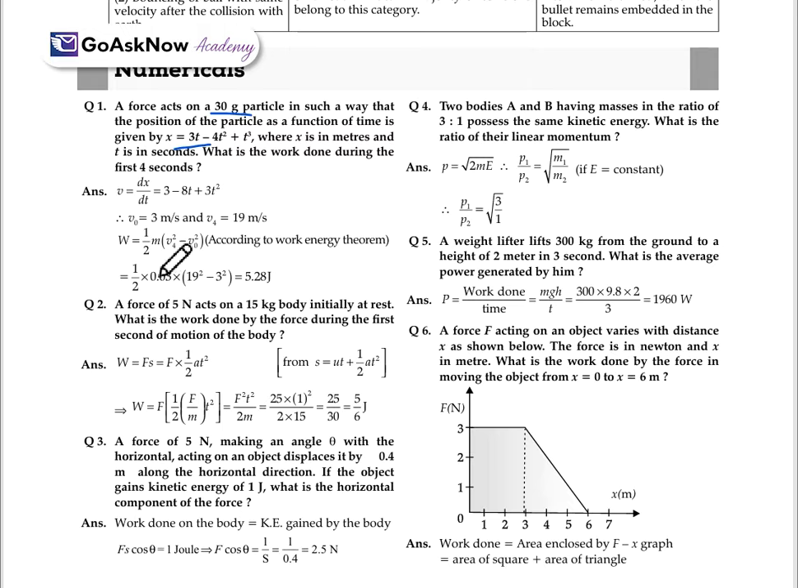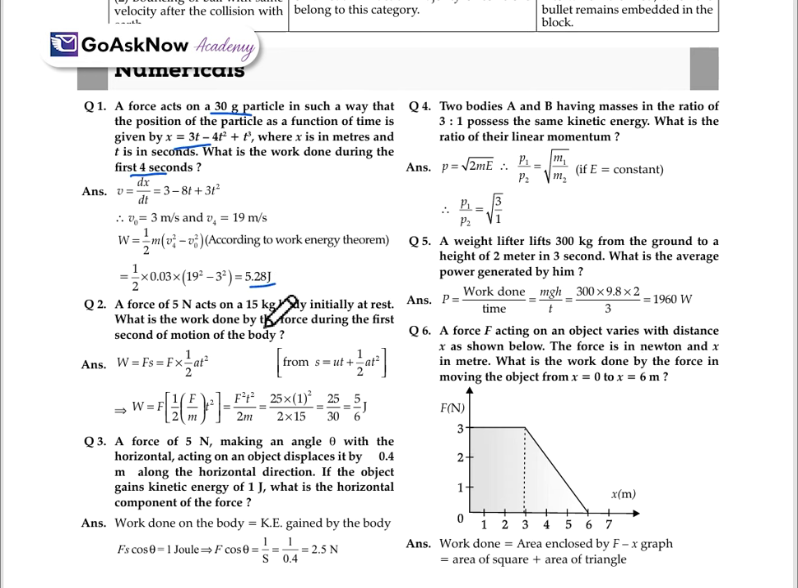So W = half m (v4^2 - v0^2). Why v0 and v4? We have to find the work done for the 4 seconds, so it will be between 0 and 4. According to the work energy theorem, it will be half m times the difference of squares. When we substitute the values, we get 5.28 joule. This will be the work done during the first 4 seconds.